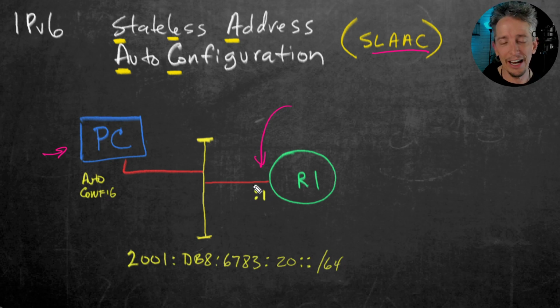So we have an address here, and automatically that router, if it's IPv6 unicast routing and it has an IPv6 address, it's going to issue what's called an RA, a router advertisement, periodically. And basically then in that router advertisement, it says, hey, this is the network.